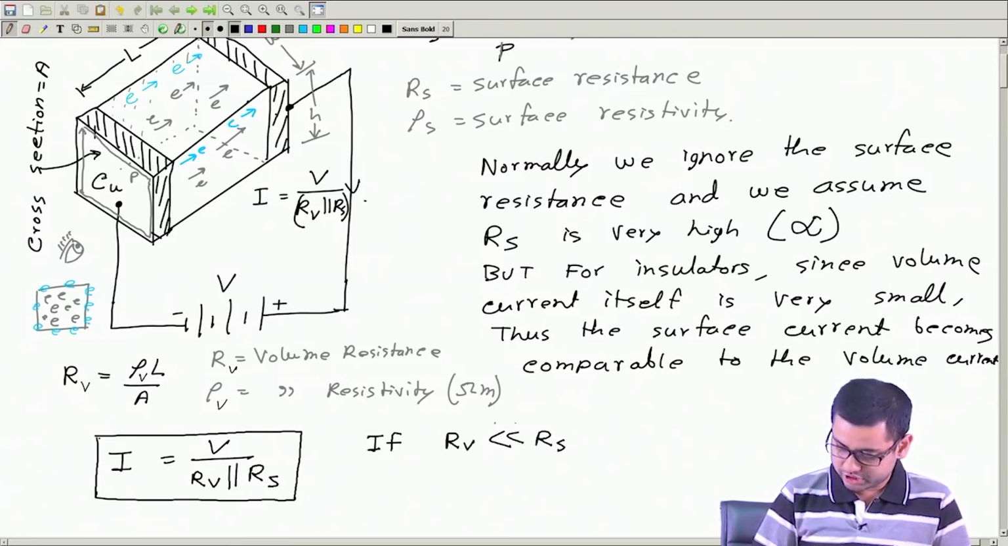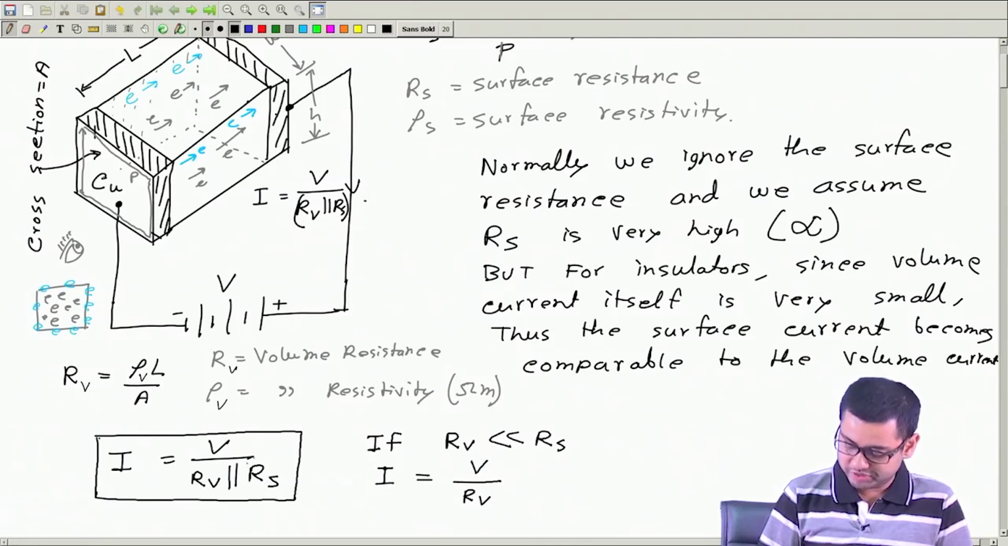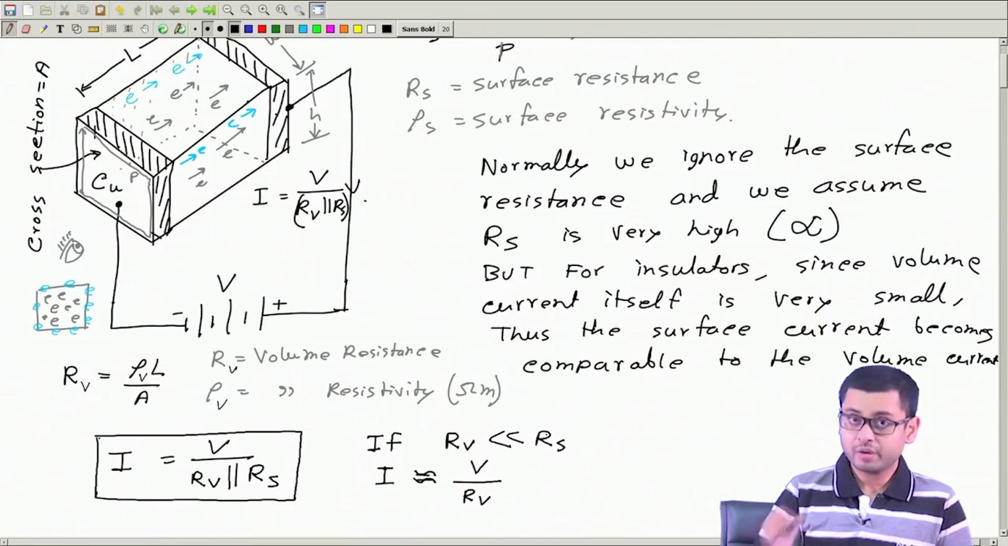So, if this is true, then we can write I is equal to V divided by R V only, and we can ignore R S. Ignore means we assume it to be very high or infinite, not 0, it is very high. Okay. So, approximately. So, this is normally what we do, we never talk about R S, surface resistance, but here we have to talk about surface resistance, because R V itself is very high.